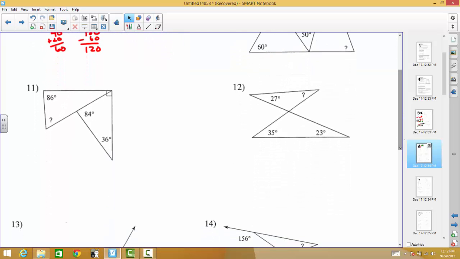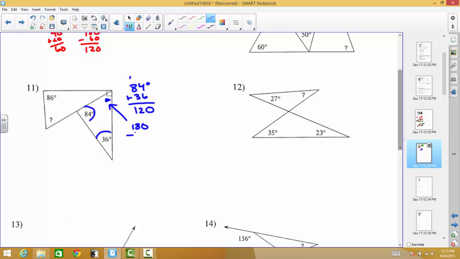Moving down to 11. We need to figure out this angle first because we have the 2, so that's the one that we can figure out. The three angles of a triangle add to give you 180. So 84 plus 36, 6 and 4 is 10. Bring up the 1, 120. So this would be 180 minus the 120 that the other two add up to. So that is 60 degrees.